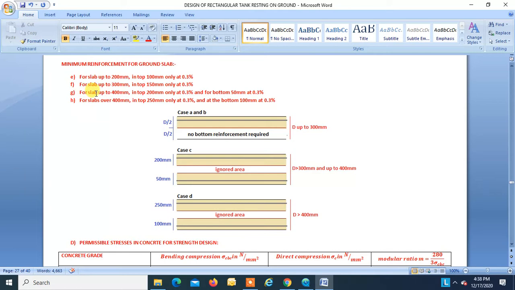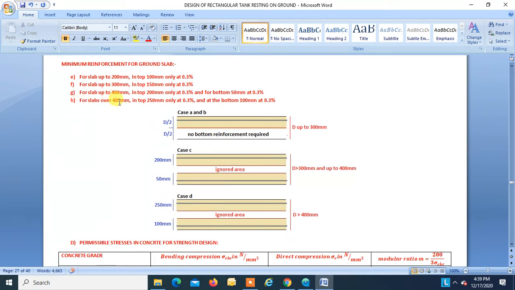When your slab is greater than 300 mm and up to 400 mm, you have to provide steel at the top of the slab in both directions as 200 into 1 meter into 0.3, along x direction and along y direction, right? Similarly, at the bottom you have to provide steel equal to 50 mm into 1 meter cross sectional area into 0.3 percent in both directions, in x and y direction.